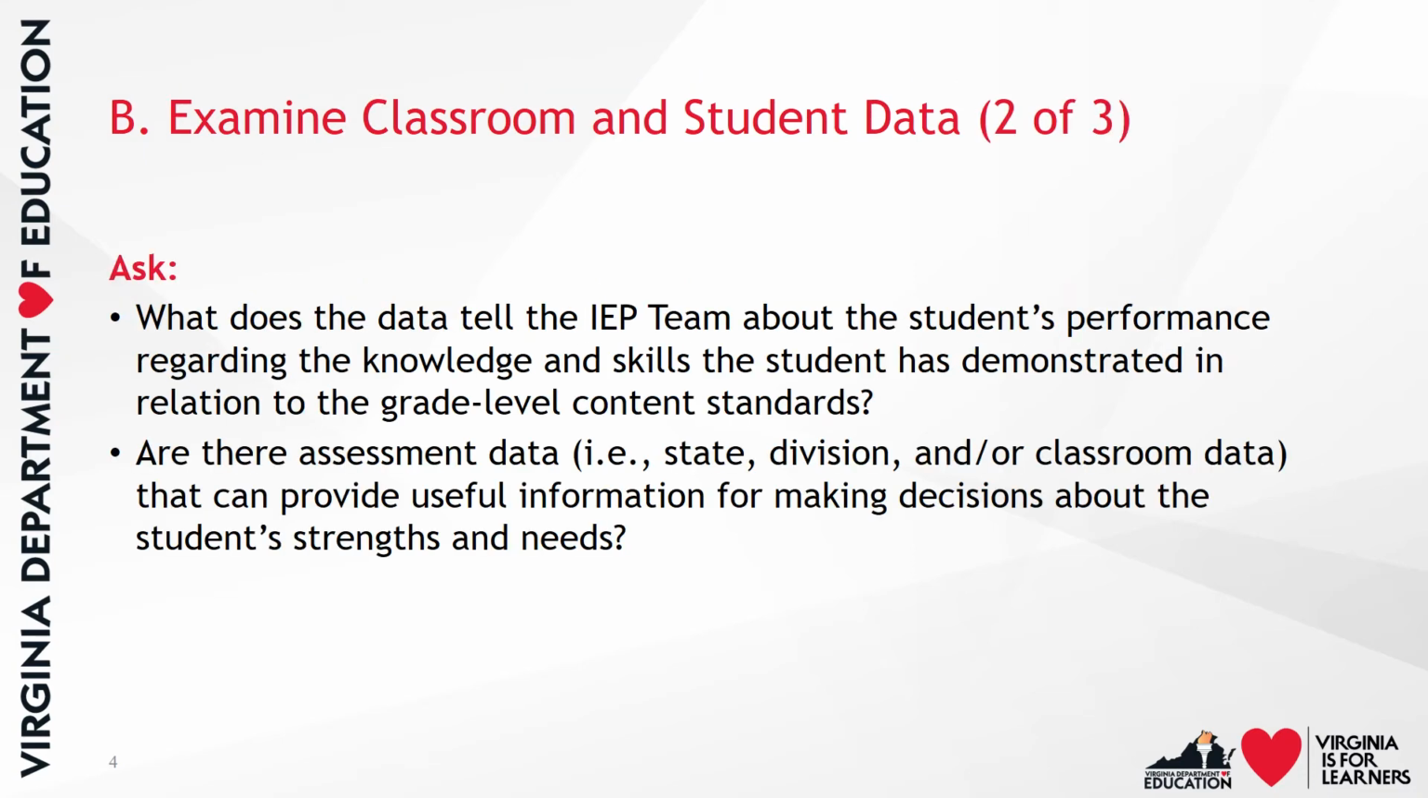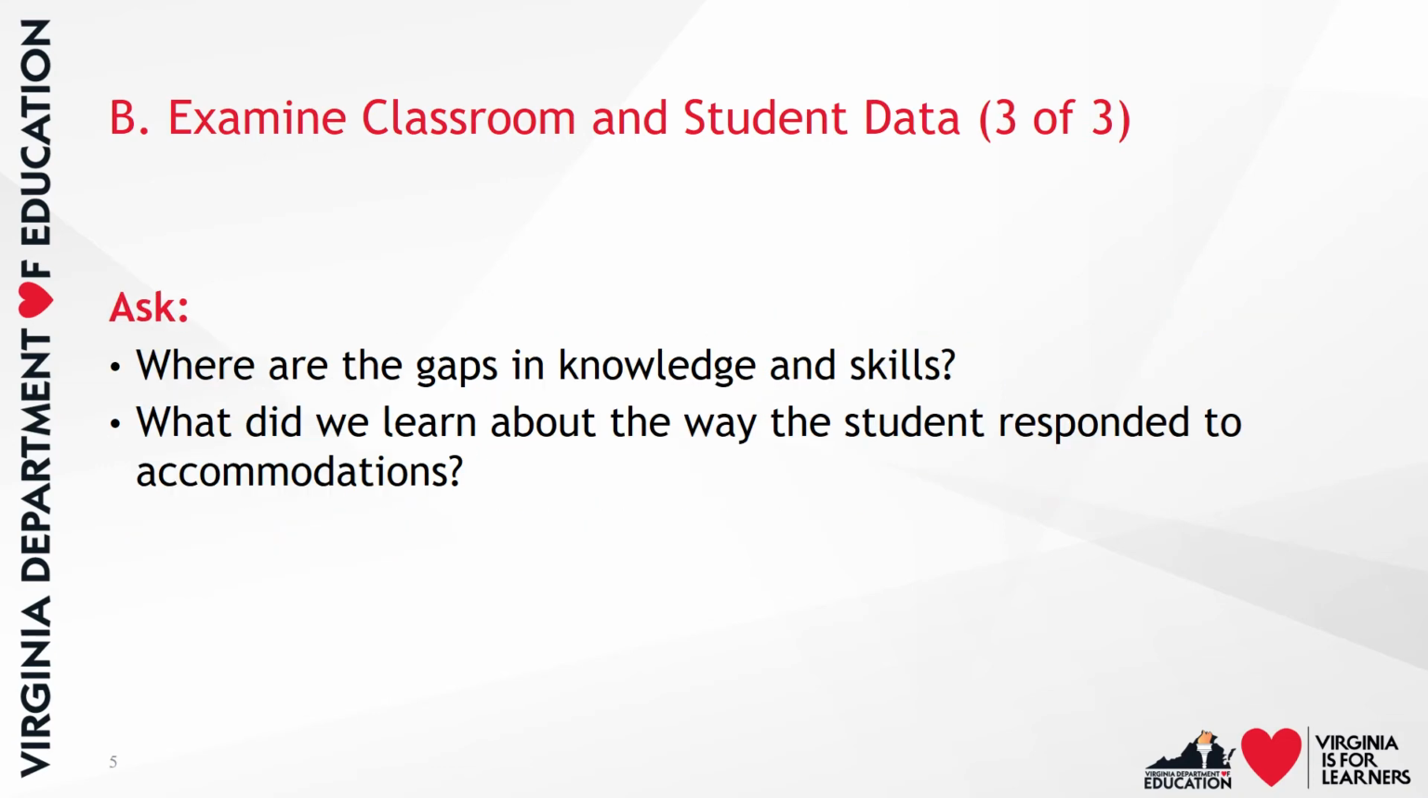When considering classroom and student data to determine where the student is functioning in relation to the grade level standards, ask yourself, what does the data tell the IEP team about the student's performance regarding the knowledge and skills the student has demonstrated in relation to the grade level content standards? Are there assessment data, i.e. state, division, and/or classroom, that can provide useful information for making decisions about the student's strengths and needs? Also ask yourself, where are the gaps in knowledge and skills, and what did we learn about the way the student responded to accommodations?